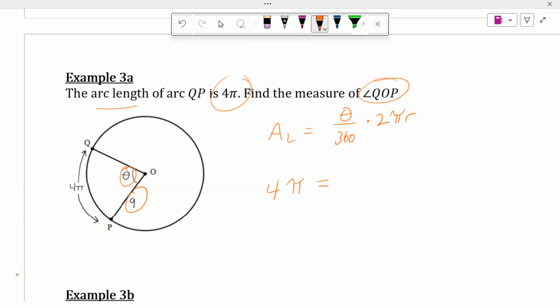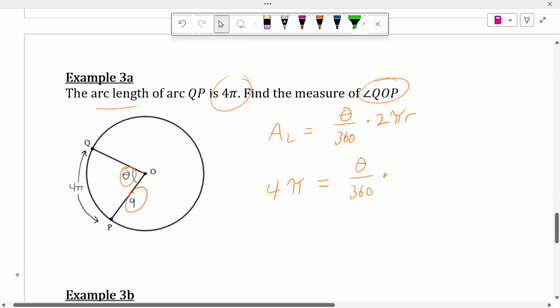So we know 4 pi is going to equal theta over 360. And sometimes you might even see teachers use m over 360, as in the measure of the angle. So if you're more comfortable using m, you can do that too. But I'm going to leave it as theta because theta is just another variable, times 2 pi, and then r in this case was 9. So we can go ahead and simplify 2 pi times 9. That's really 18 pi because 9 times 2 is 18.